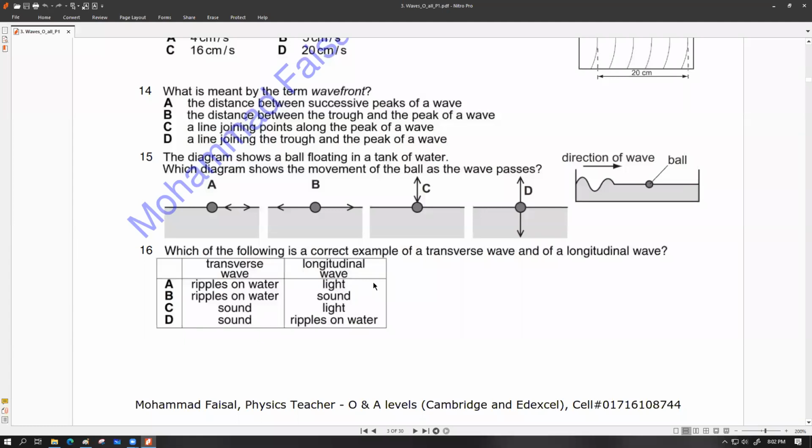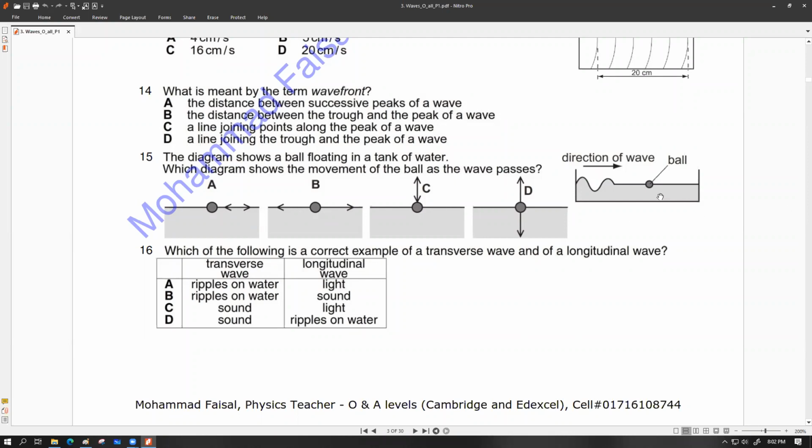স্যার 15 The diagram shows the ball floating in a tank of water. Which diagram shows the movement of the ball as the wave passes? Water waves are transverse waves. So the water particle will move equal distance perpendicular to the direction of the vibration, up and down. So have a look, where do you have this thing?